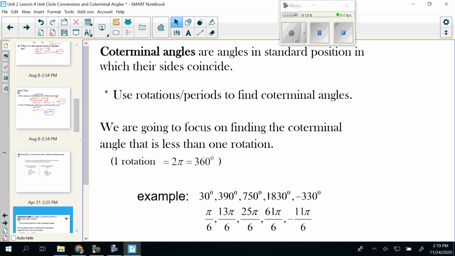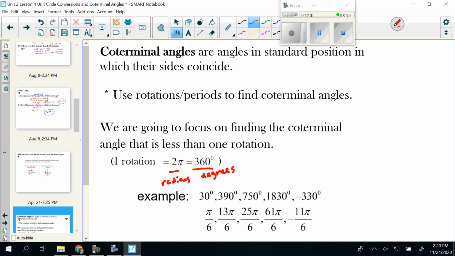Coterminal angles then are angles in standard position in which their sides coincide. So coterminal angles, we use rotations and periods to find coterminal angles. We are going to focus on finding the coterminal angle that is less than 1 rotation. So what we're looking for is what is that same angle that is less than 1 rotation, which in radians would be 2 pi, and degrees would be 360.